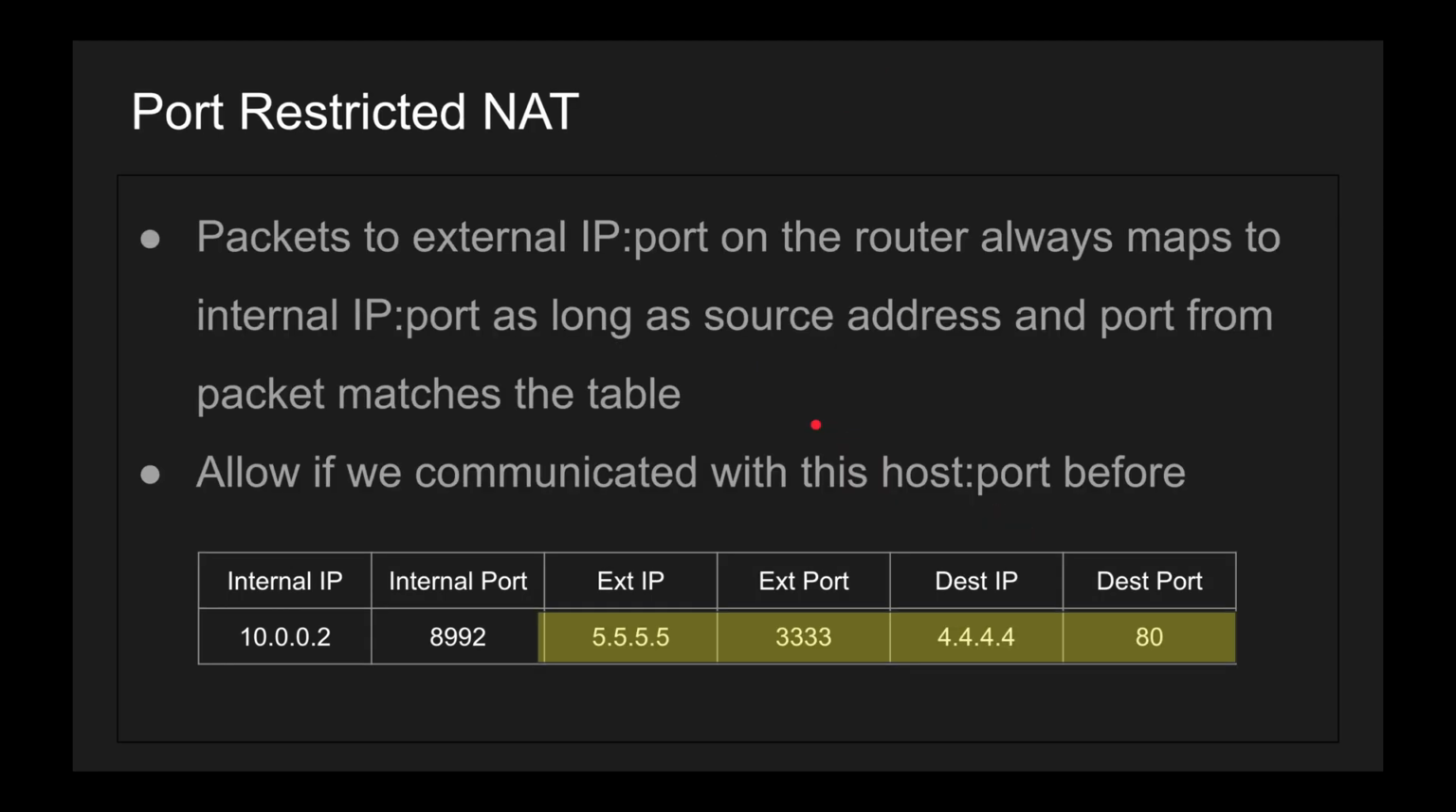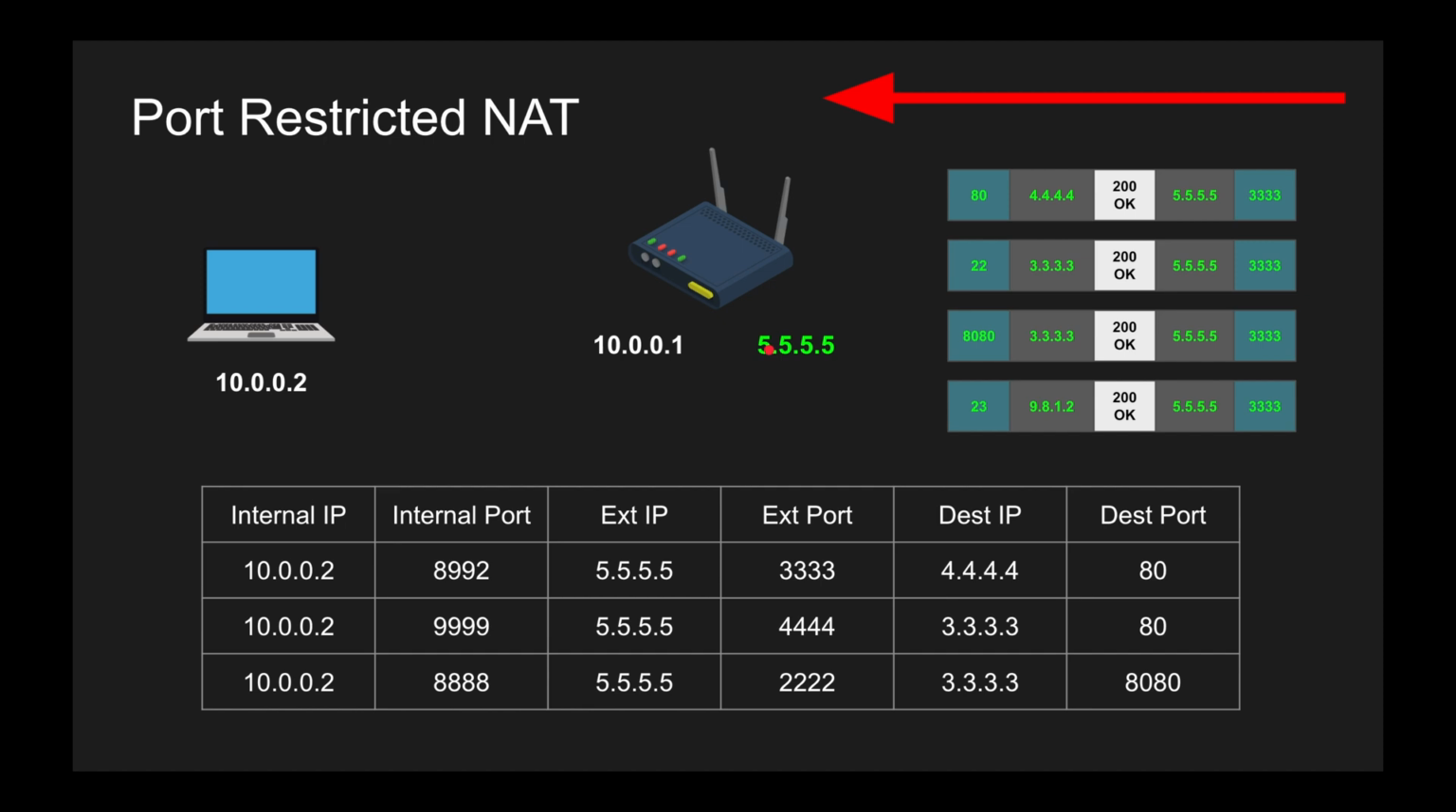Let's go through port restricted NAT. It's exactly the same thing, but you have to match both address and port. Let's go through an example, I guess, right? It's easier this way. So port restricted NAT is port and address restricted NAT. So let's look at this. Did this puppy visit me, 4444 and port 80? Well, it's right there, so it's going to let it pass. Did 3333 port 22 visit me?